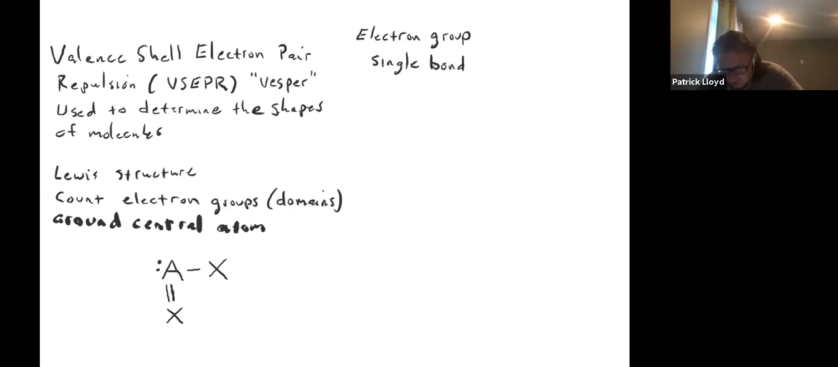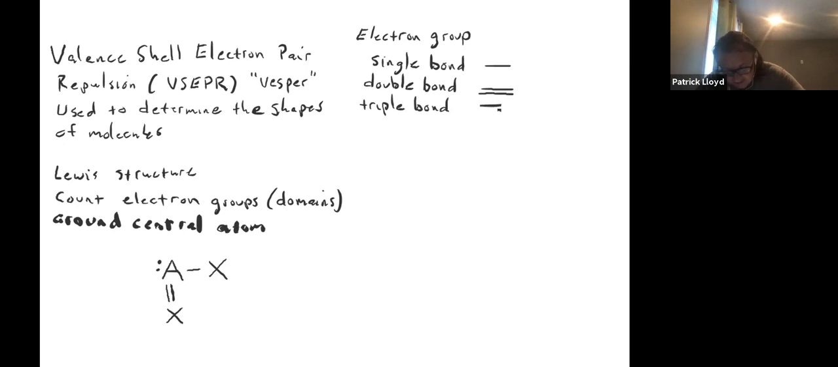Okay, so a single bond, remember, we represent that using the line notation. That's one electron group. A double bond counts as one. We're not counting bonds, we're counting arrangements around this atom. So a double bond counts as one electron group. And then we have a triple bond. Same thing, counts as one.